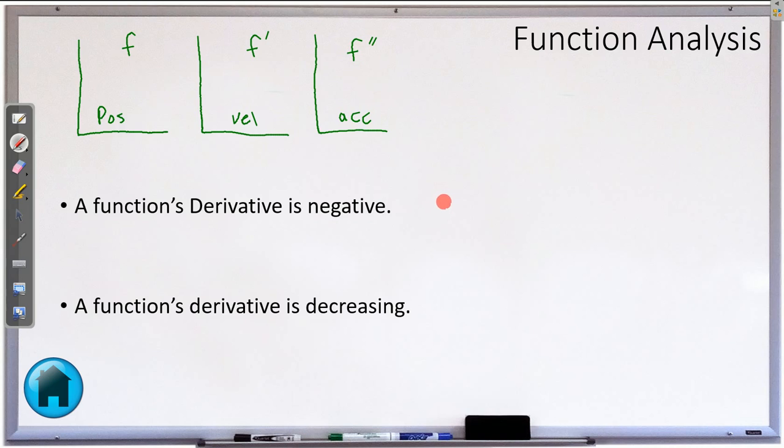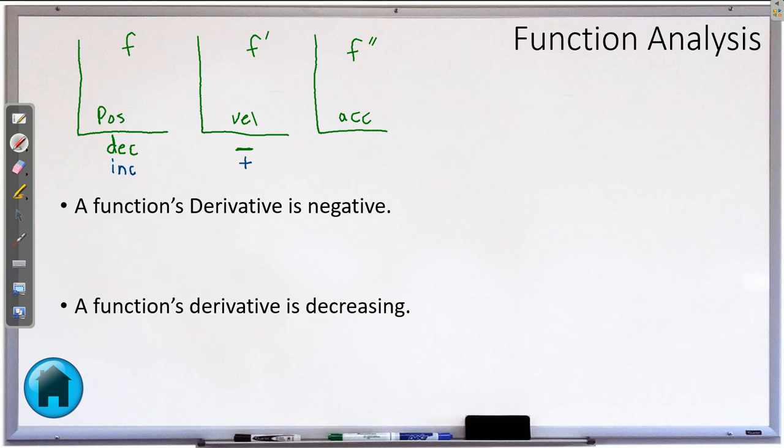Okay, so let's start with something we've done before. If a function's derivative is negative, so that means this one is negative right here. A function's derivative is negative. What does that tell us? Well, that tells us the function is decreasing. All right, and of course you could do the same thing with positive if you wanted to. If a function's derivative is positive, that means the function is increasing. I'm hoping that makes some sense.